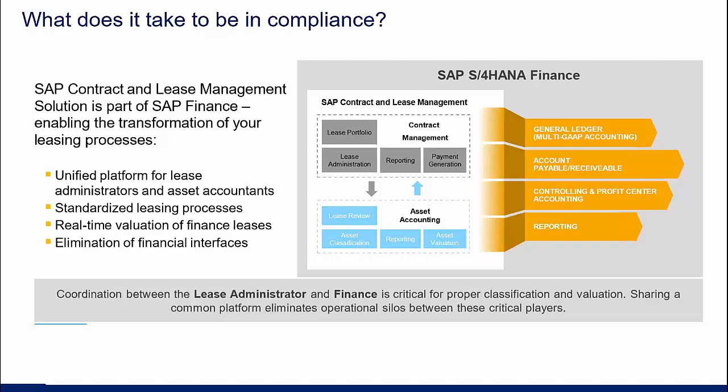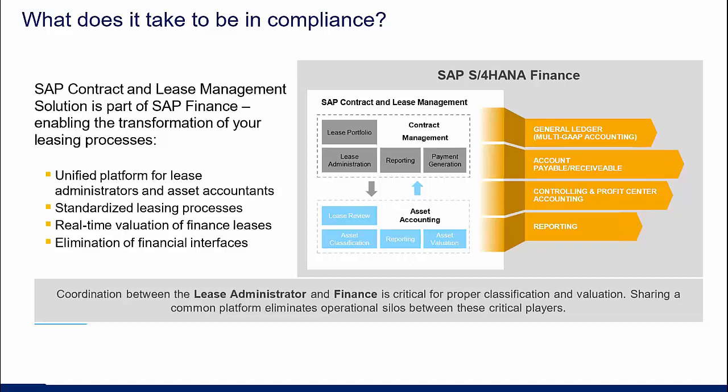The square at the bottom, which talks about coordination between lease administrators and finance, is critical for proper classification. We are basically talking about compliance here, and for compliance, it has to be real time. Our balance sheet needs to reflect our exact position on the lease, and therefore the lease administrators and the finance team have to be on the same page, maybe on the same software platform, so that this back and forth communication can happen in real time about the lease changes, about the recalculation of net present value, and so on and so forth.